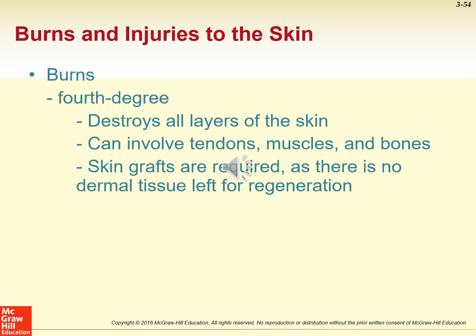Fourth-degree burns destroy all of the layers of the skin and involve tendons, muscles, and sometimes bones. What can cause a fourth-degree burn? Exposure to high-voltage electricity. What structures are destroyed in a fourth-degree burn? The skin, bone, muscle, and tendon. Burn injuries to lungs from heat or smoke cause 60% of burn fatalities.